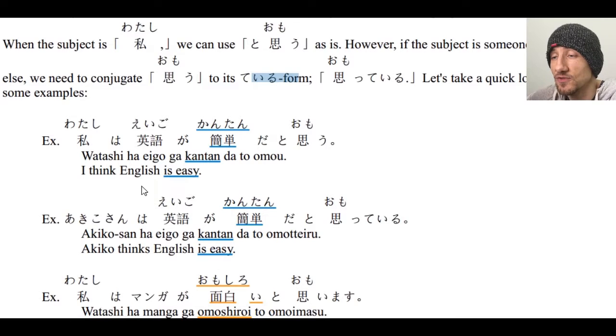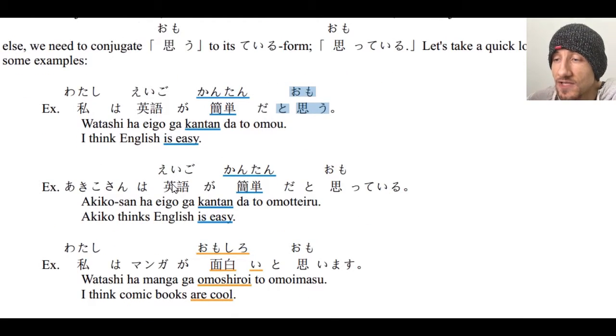So here we have an example to show you what I mean. Number one, 私は英語が簡単だと思う. So I think English is easy. 私 is the subject, and we can use と思う, と思います. あきこさんは英語が簡単だと思っている. Here we have あきこさん as the subject, so we use 思っている. It's more, I guess, polite. I don't know exactly the reason behind it, but that's what we do in Japanese. When the subject is someone other than myself, we use the ている form of 思う.